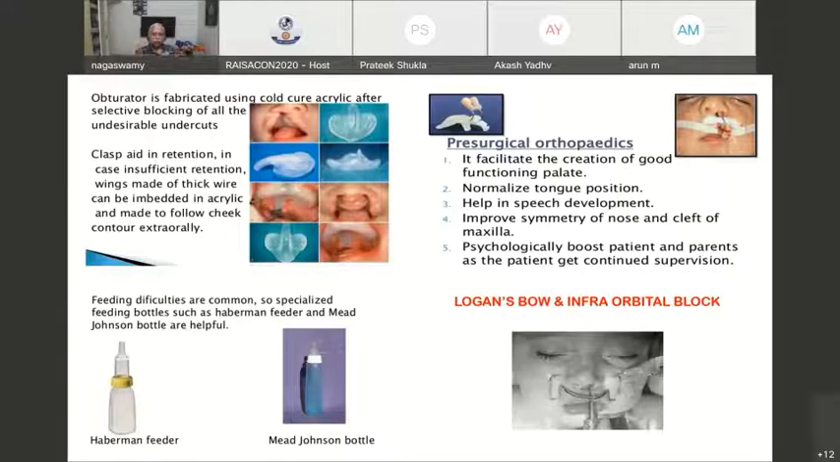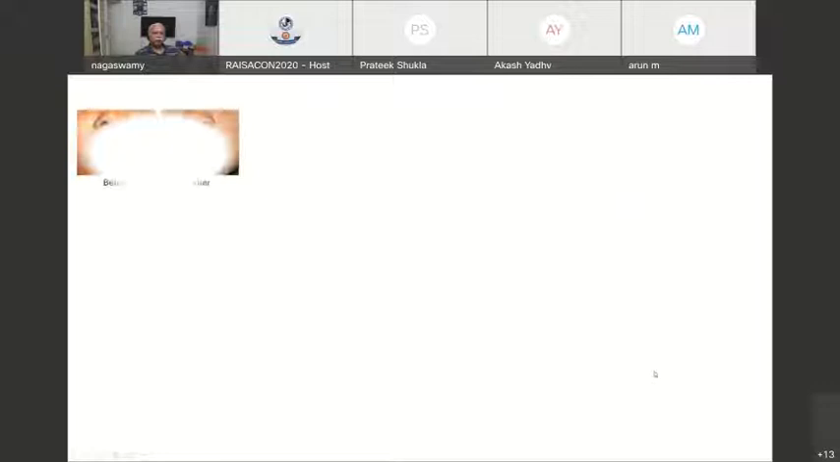In order to keep them in position, just putting a plaster may not be of use. So they use this petal clip-like thing which will keep the cheeks together. That is what is called the Logan's bow, and they use it prior to the surgery also to prevent the lip separating apart. That's why I told you the lip grows faster. The more you wait, the gap becomes more and more. So you try to correct it by this, and this is how the infraorbital block is given to tolerate that. This is one side they are blocking. You will see more pictures of that later.